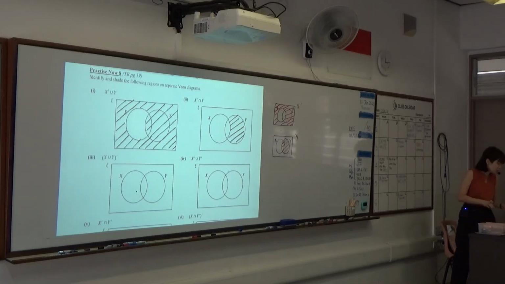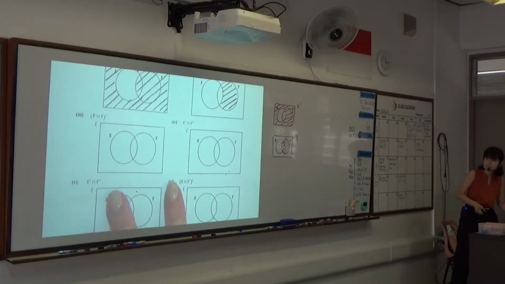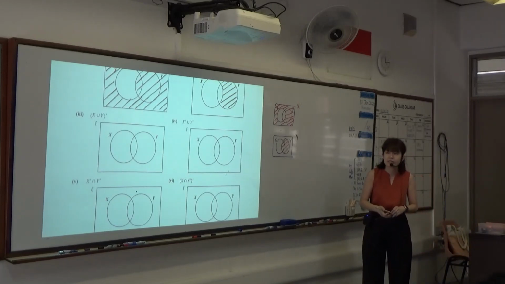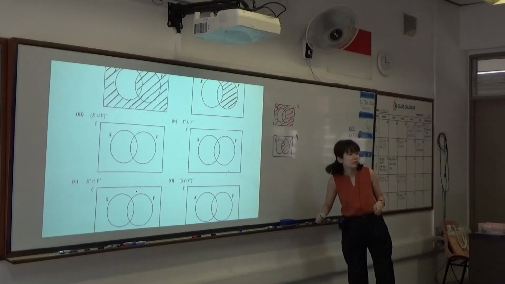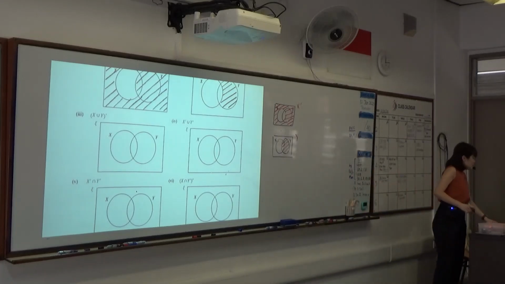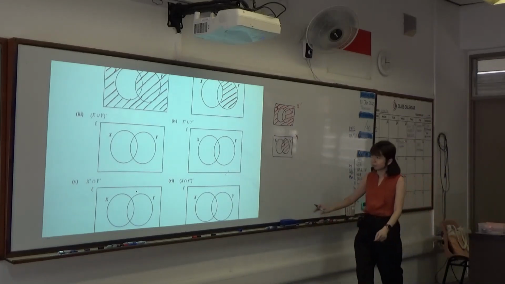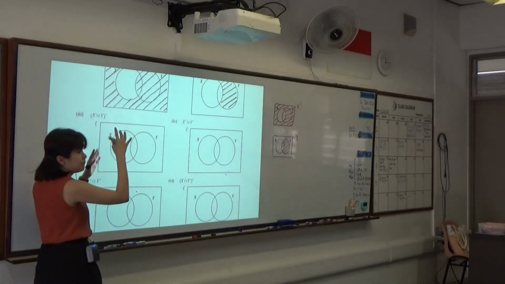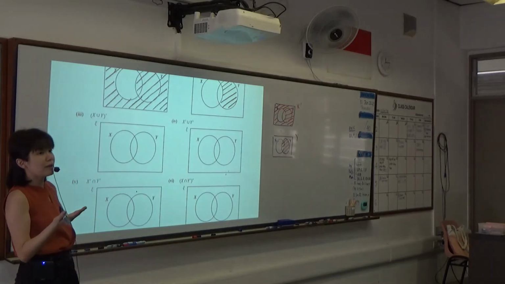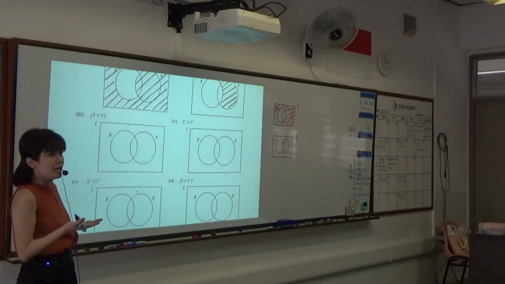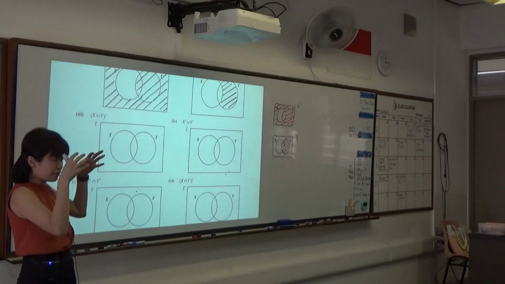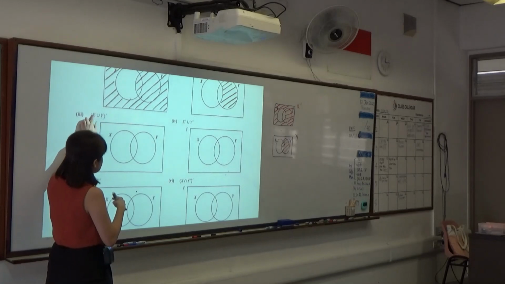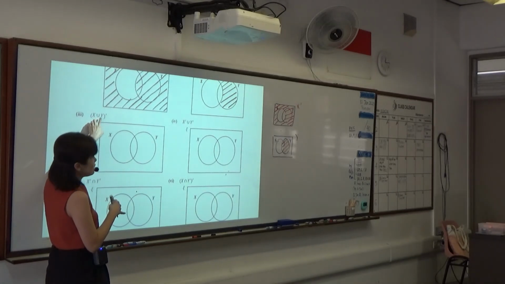Okay, shall we move on to the next one, part 3? Part 3 is slightly more complicated, so I want your attention. For part 3, we have X union Y bracket complement. It's just like what we understand about algebra. Sometimes we do the inside of the brackets first before we tackle outside. So same thing. We look at the inside first. Inside, we're talking about X union Y.